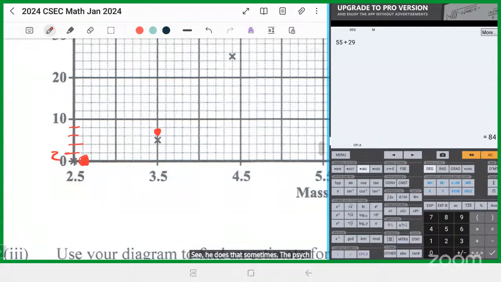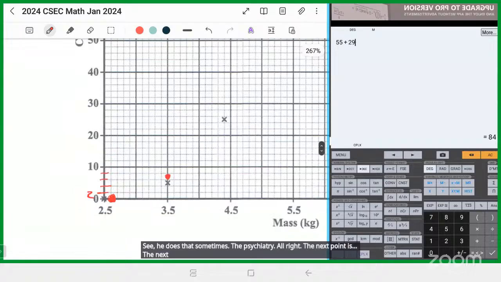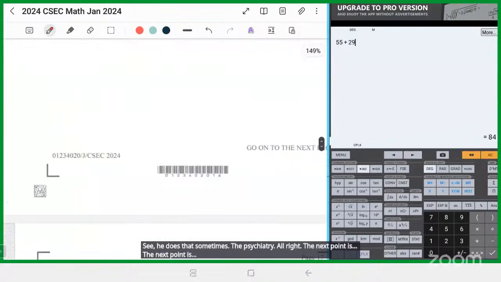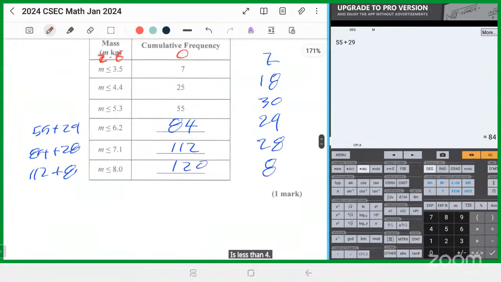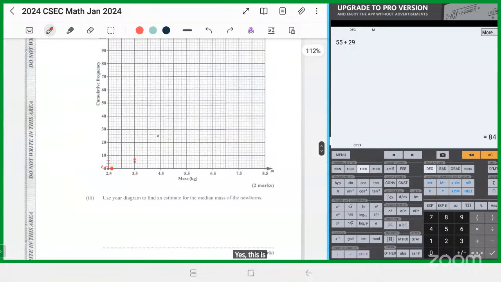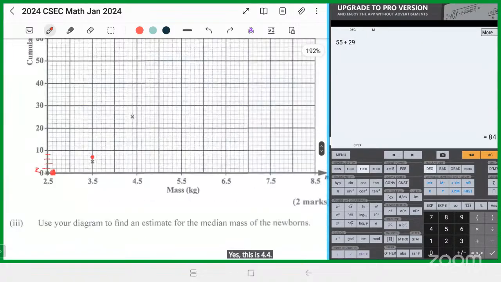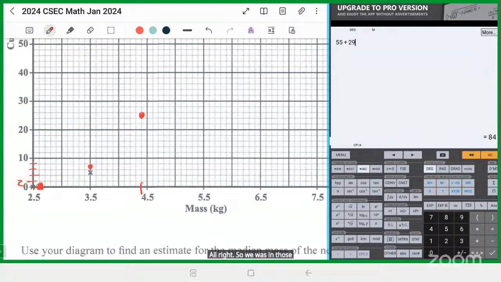All right. The next point is, let's see if it is correct. Less than 4.425. Let's see if that one is correct. Yes, this is 4.4. And yes, this is 25. So this point is correct. All right. So we're using those points that I'm marking in red. I'm checking each of them just to make sure. The next point is what?